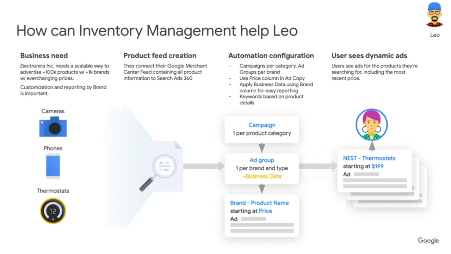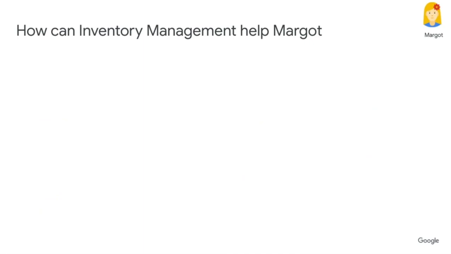That could look like something: Nest being the brand, thermostats the category, starting at a most updated and relevant price of $199. And so by connecting his feed and setting up a scalable template, Leo is able to, with ease through automation, embrace the complexity of his feed and generate highly relevant and customized ads. I'll hand it over to Bryan now to take a look at how Margot can leverage inventory management.